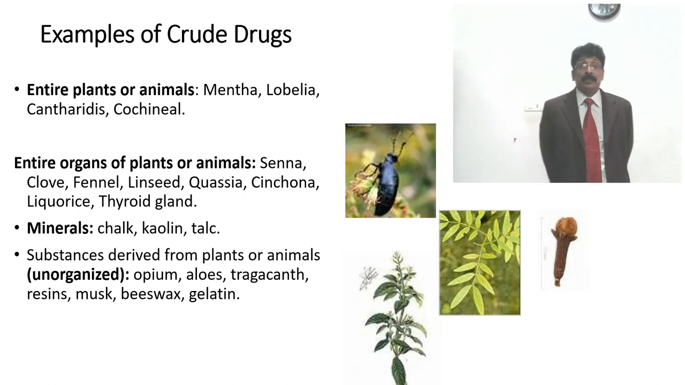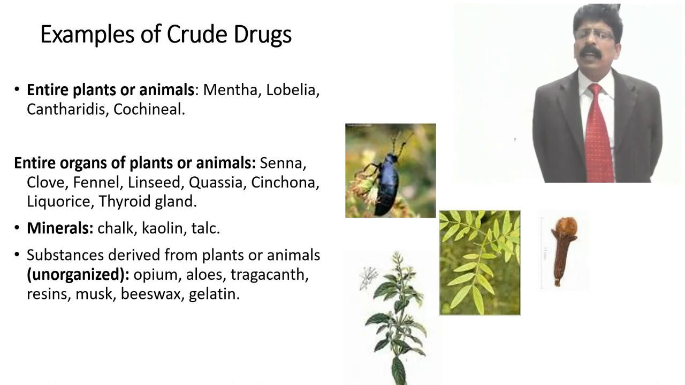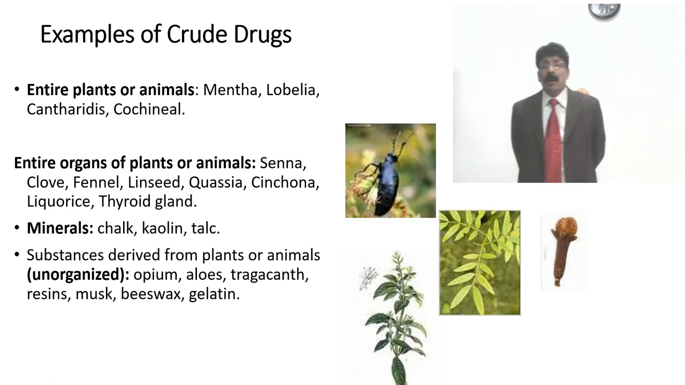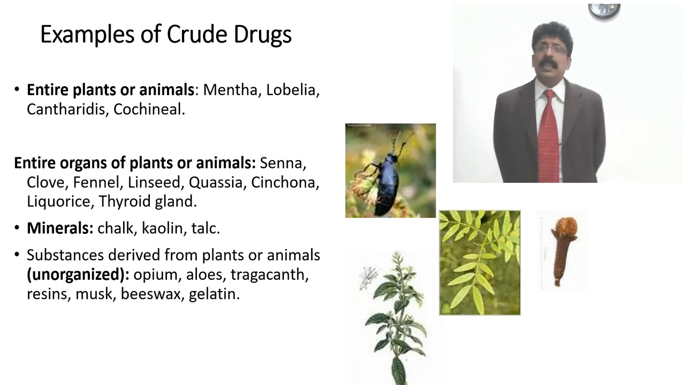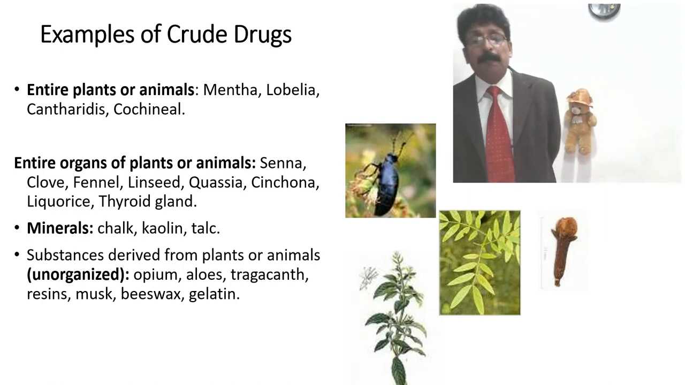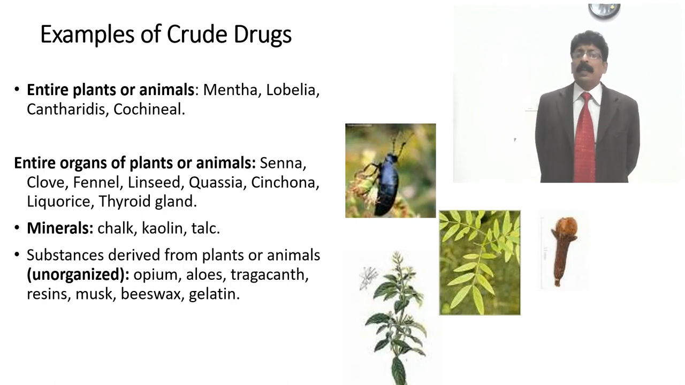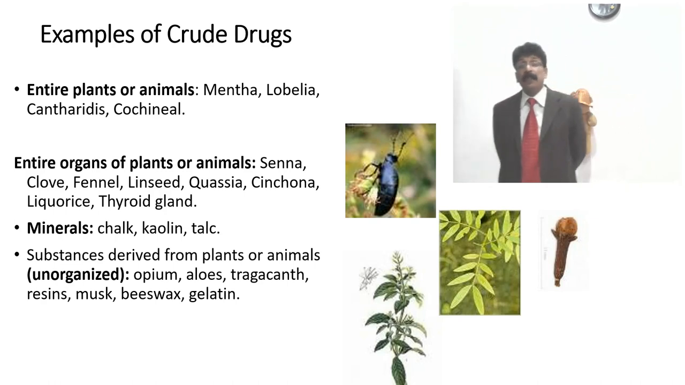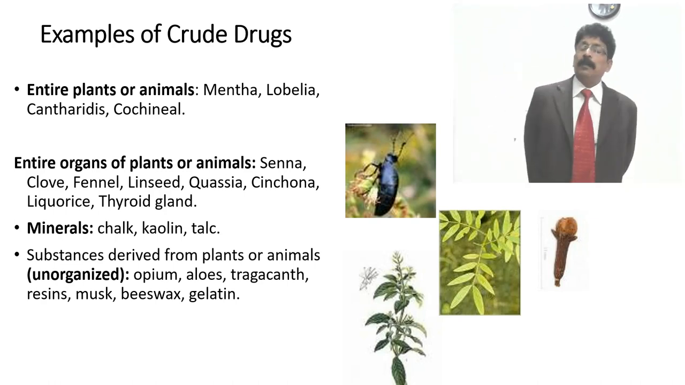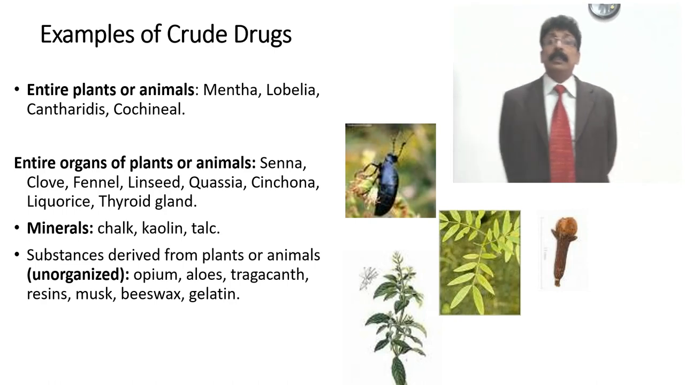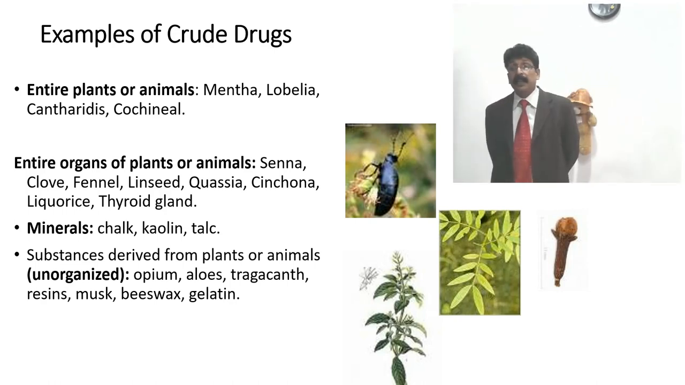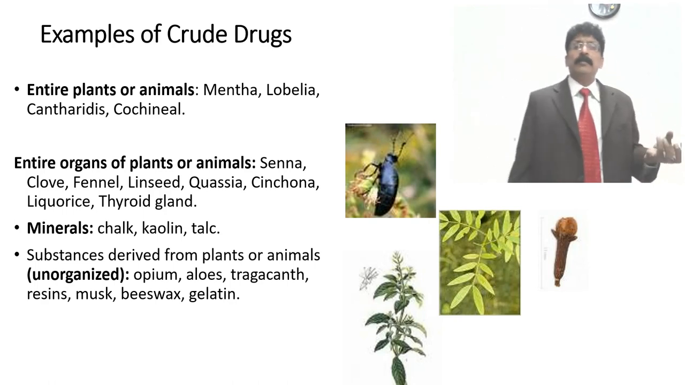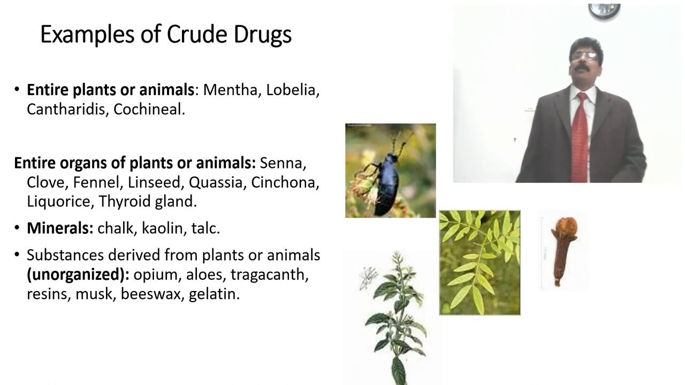So students should know at this junction, what is unorganized and what is organized? There will be a classification of drugs also. They will be classified as organized drug and unorganized drug. Organized drug means a part of the plant or a part of the animal. If you take a part of the plant like leaf, stem, root, they are called organized drug. And if you take a part of the animal like liver or skin, or for example a gland, it is called organized drug.